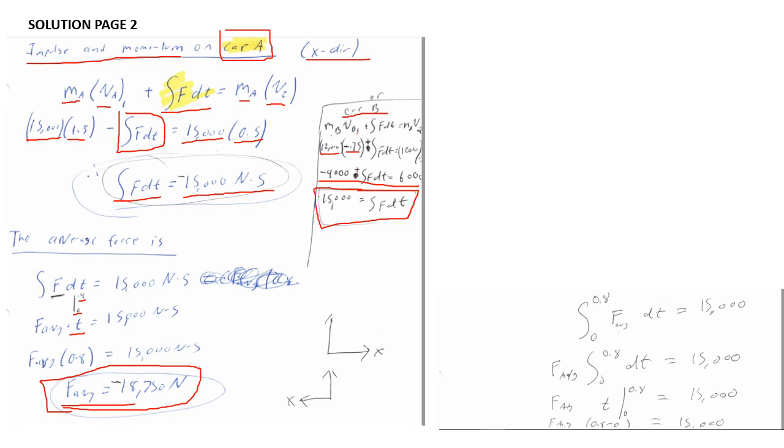When we do this for car B, we have the integral from 0 to 0.8 of F dt equal to 15,000 from this as well. We pull our F average up front, and the integral of dt becomes t, evaluated from 0 to 0.8, equal to 15,000. So F average times 0.8 minus 0 is equal to 15,000. So we got that same relationship that we saw before. It's going to be the same F average regardless of whether we use car A or car B.